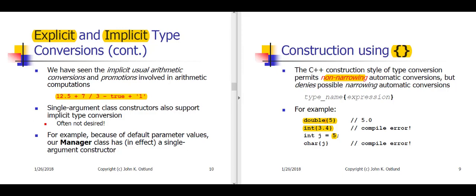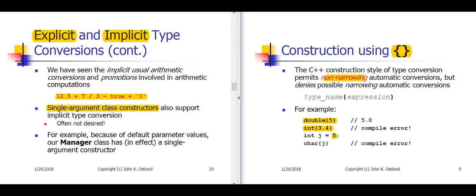Now it turns out, and this is sometimes a nasty surprise, that if you have a constructor for a class that takes a single argument, that constructor will be used to do an implicit type conversion from the argument to an object of that particular class. And this often happens by accident and leads to problems.